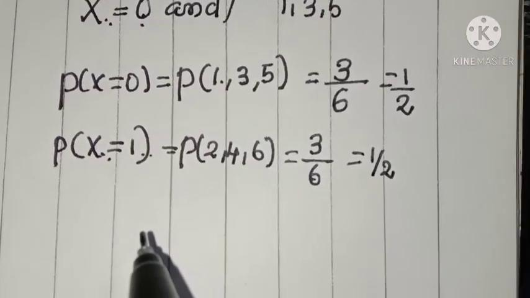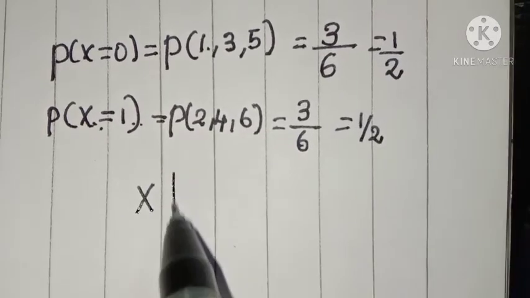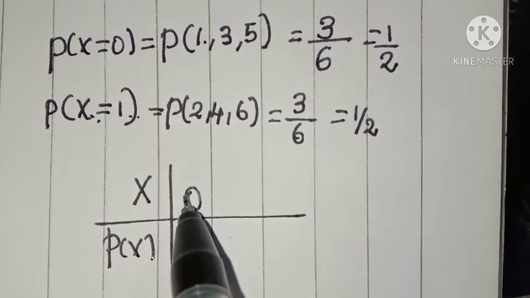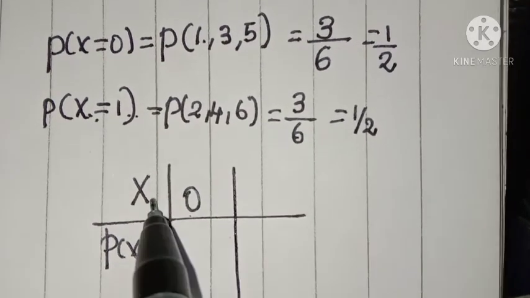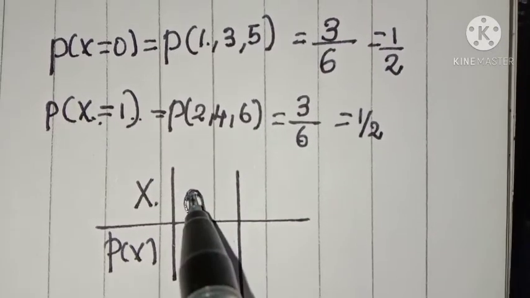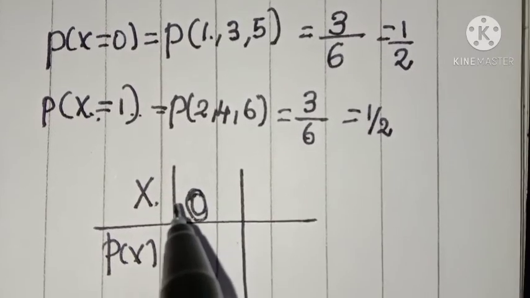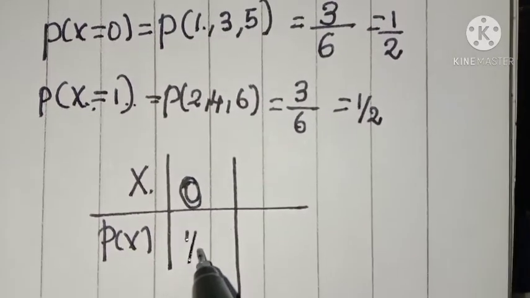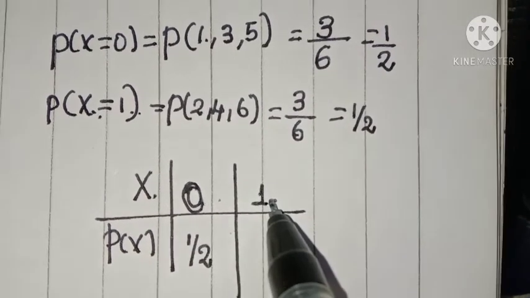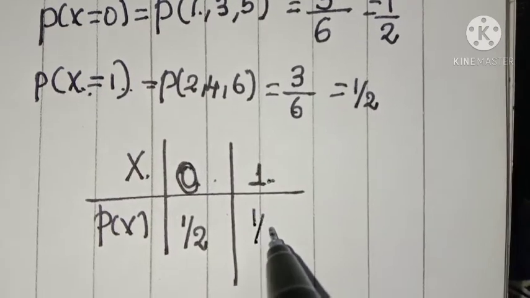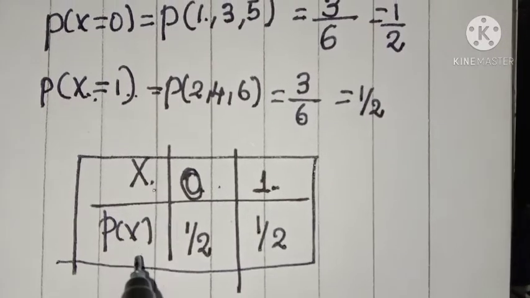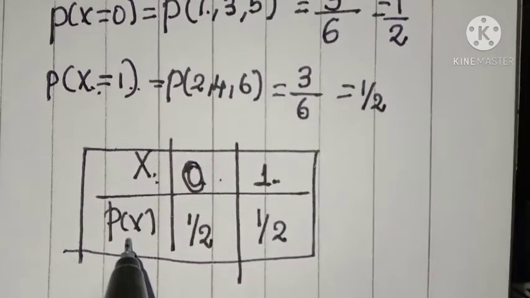So the probability distribution for the variable x, P of x, can be written as follows. For x equal to 0, that means not getting an even number, that is getting an odd number. So probability is 1 by 2. X equal to 1 means getting an even number. So probability of getting an even number is 1 by 2. So this table represents the random variable x and its probability distribution p of x.